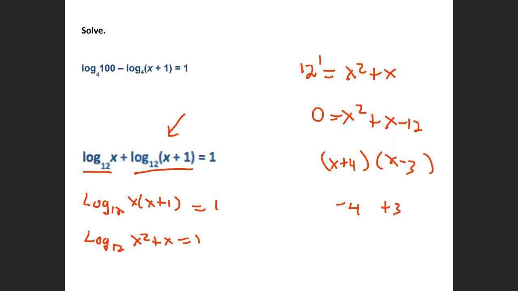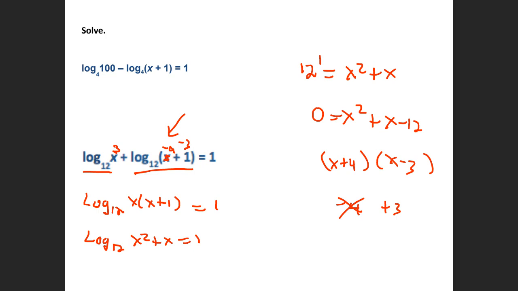I'm thinking negative 4 is not going to work, because if I put negative 4 back in here, negative 4 plus 1 is negative 3. You can't have a log of a negative number. Can't work. Boom, gone. But 3, if I put 3 in here, you can find that that does work. So 3 is a solution.